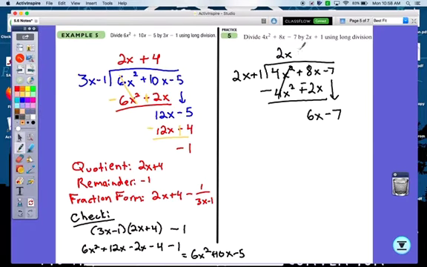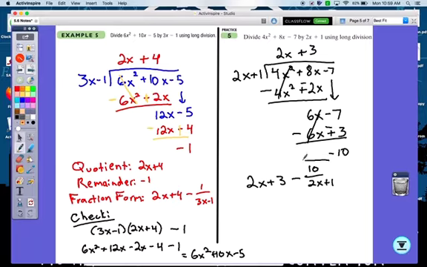2x times 3 will give me the 6x. 3 times 1 gives me the plus 3. I subtract, minus and minus. These cancel out, I'm left with negative 10. So in fraction form, I've got 2x plus 3. And since it's minus, minus 10 over 2x plus 1. Okay, and then there's your quotient up top, and then your remainder down here.